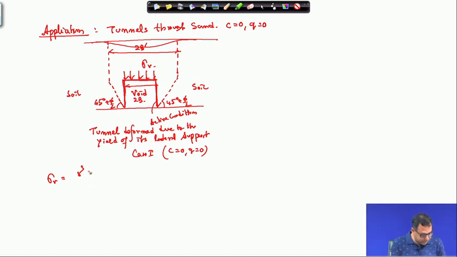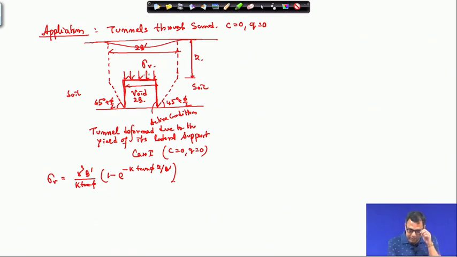So instead of B it will be B dash divided by K tan phi, times (1 minus e to the power minus k tan phi z by B dash). Okay. If it is the height, instead of z, this is the z. If it is h, instead of z you can use h.